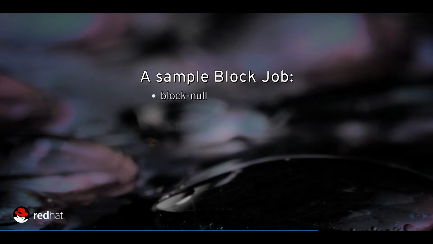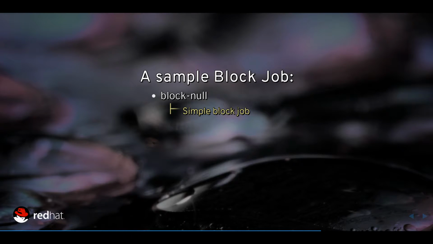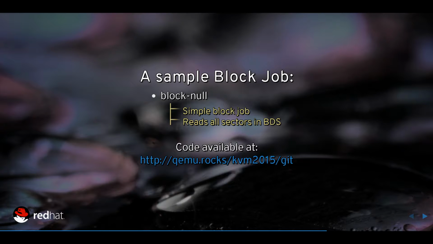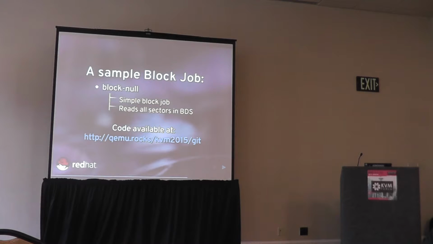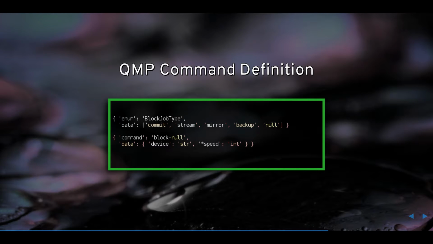So if we look at a sample block job, I wrote a null block job driver for this presentation, and I've got some snippets of it here and a link to where you can see it on GitHub. All it is, is a simple block job that goes through and reads all the sectors in the block device chain and does nothing with them. The idea is to have a block job with as much complexity stripped out as possible so that you can see where it goes. The code's available on my Git server, and we'll also have some snippets throughout.